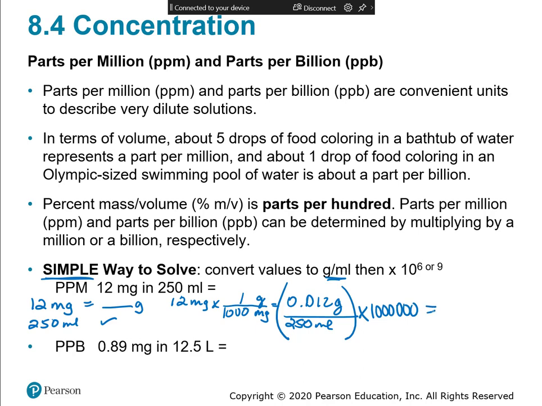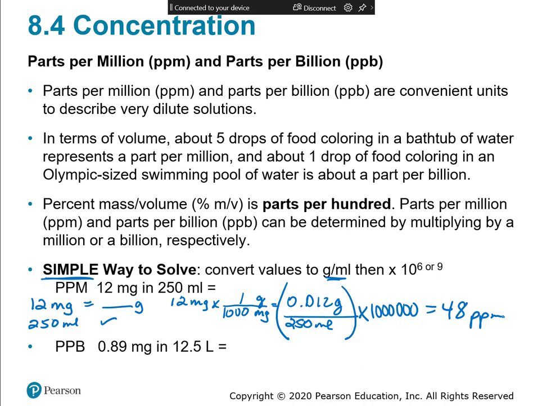Anybody get this? 48. Okay, make sure that you do. I just do the math, I do the division, and then I just multiply that answer times a million. If you see ppb, then you know you've got to put it in grams per mL, and then multiply this answer times a billion.